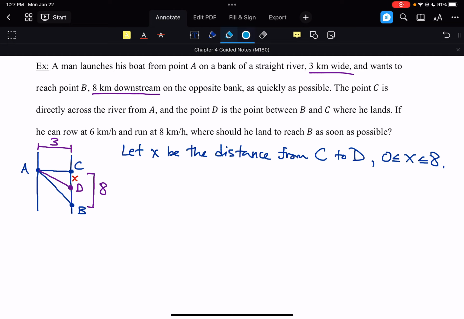So what are we looking for? It says, where should he land? So how far? We're looking for the value of x to reach B as soon as possible. So this is asking us to find x. And when we say as soon as possible, we're trying to minimize time. We're trying to minimize the time that it takes for the man to get there.